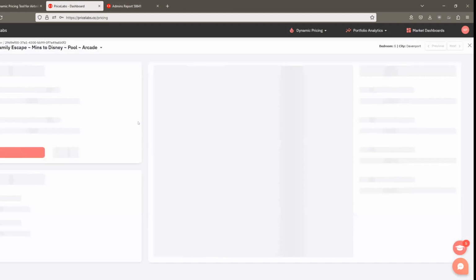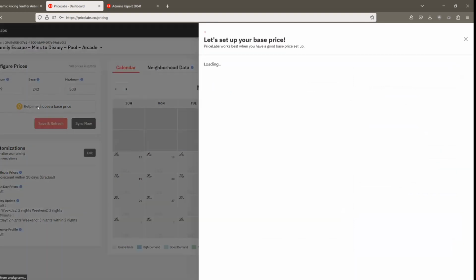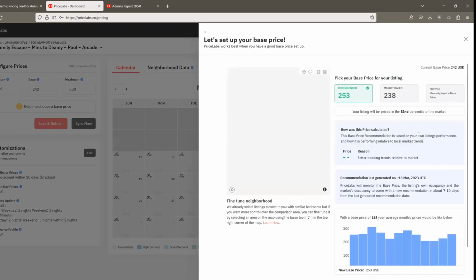So let's go into the property itself. And these are the settings that we had talked about, like the minimum price and the base price. If I click over at "help me choose the base price," let's see what it says. What you'll see here is we are recommending that the base price be 253. So we are asking like a 5% bump. Not the 10-15% that I had hoped for, but we're saying, hey, you're performing well enough that you can try bumping the price a little bit up.